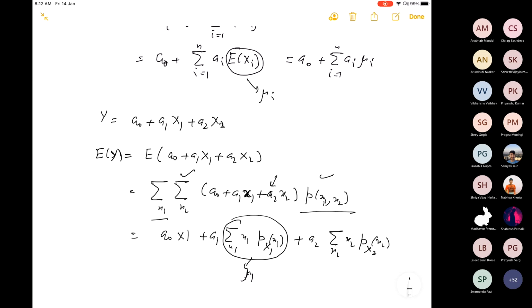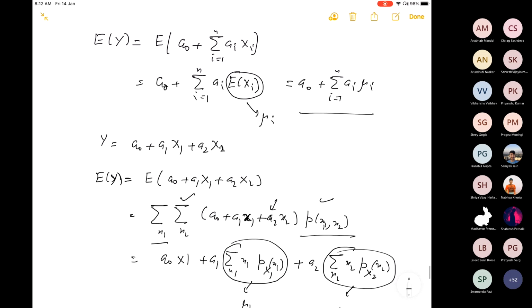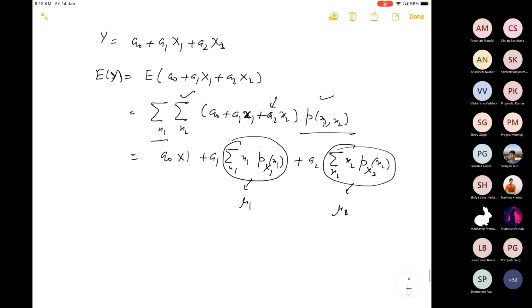So this will be the definition of mean of x1, and this is the definition of mean of x2. So therefore this will be a naught plus a1 mu1 plus a2 mu2. Okay, in this fashion we can obtain this.